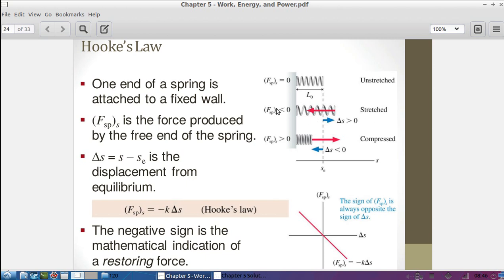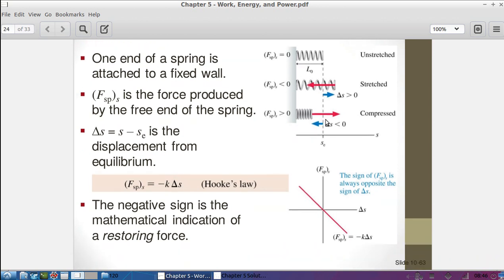This is what we call the restoring force, okay? It's being produced by the spring on you, because it wants to get back to its equilibrium position. So that's the restoring force. That's the Hooke's law force, the spring force.